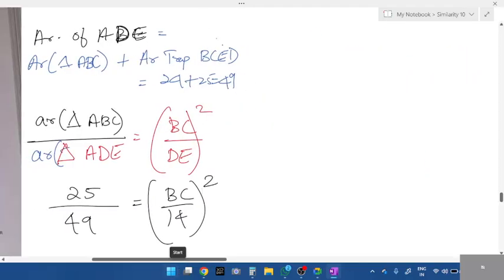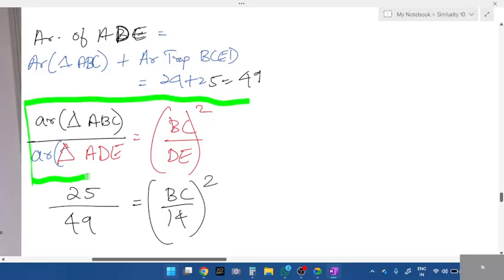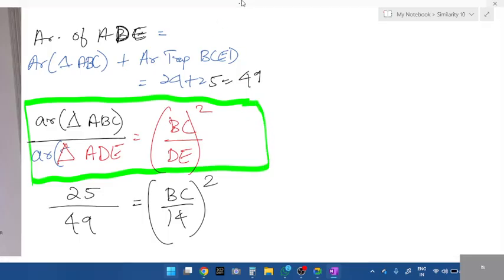Complete this, students. Write it. Whenever area is given, use the area inside concept. There's only one formula here, the area inside concept. You can take any one side. See, this is what we need: area of the smaller triangle divided by area of the bigger triangle. In the smaller triangle BC, in the bigger triangle DE.